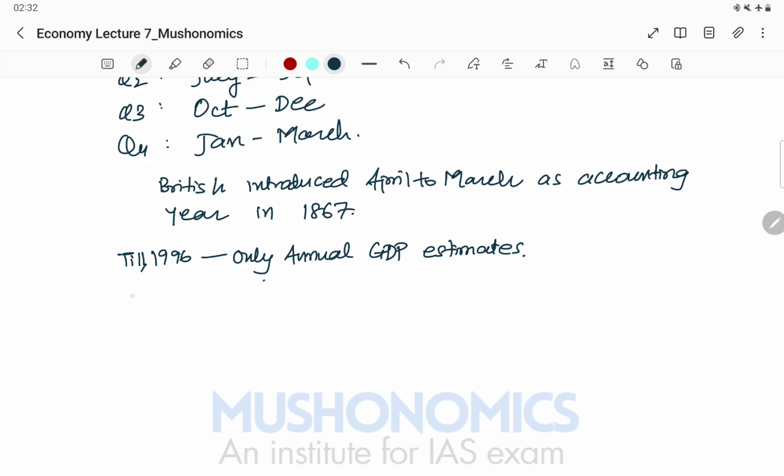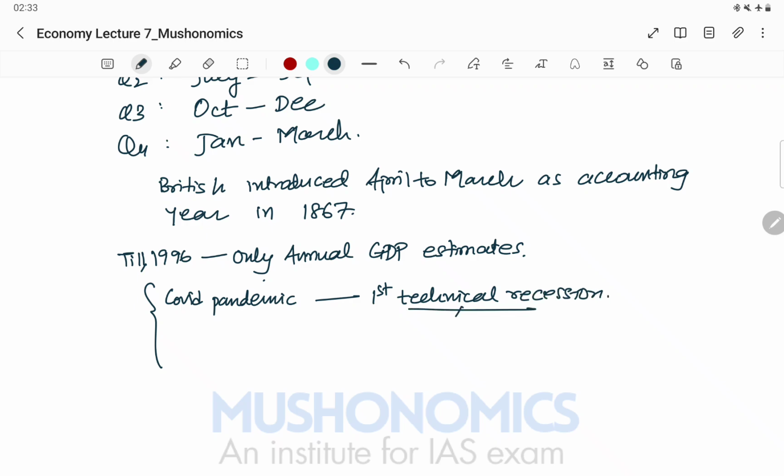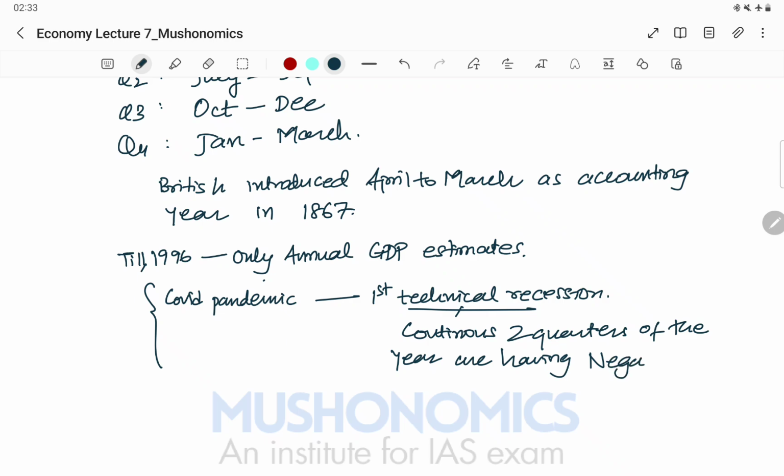Now see, let's understand this. Many of us might have heard that during the COVID pandemic, India saw its first technical recession. This is extra information we are talking about. Why are they saying this was the first technical recession? Because the definition of technical recession is two continuous quarters of the year having a negative GDP growth rate.